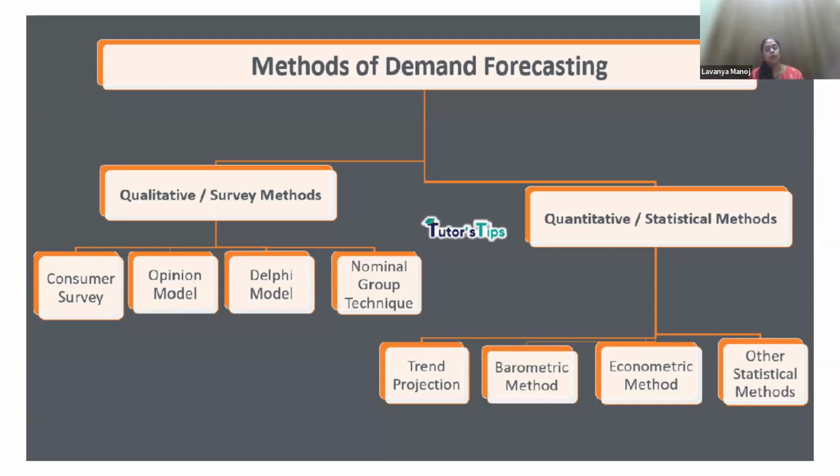So for qualitative methods you have four as of now, but we have 5 or 6 more models. So: consumer survey model, opinion, Delphi technique, and nominal group technique. And for quantitative, we have trend projection, barometric, econometric, and other statistical methods. If you combine all these quantitative methods, you can classify them into two major groups: time series methods and causal methods. Time series and causal methods.